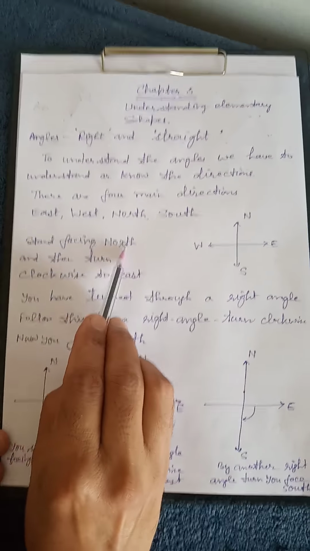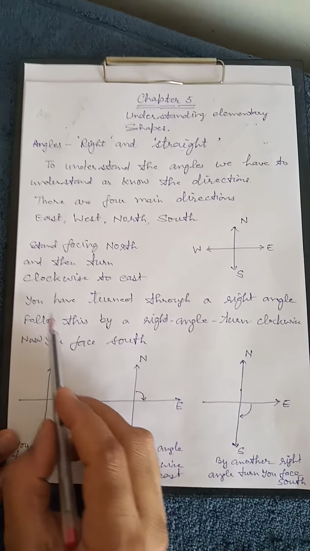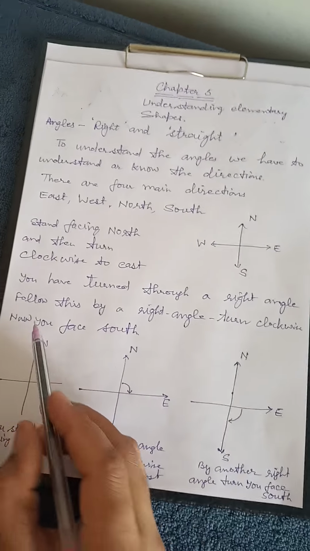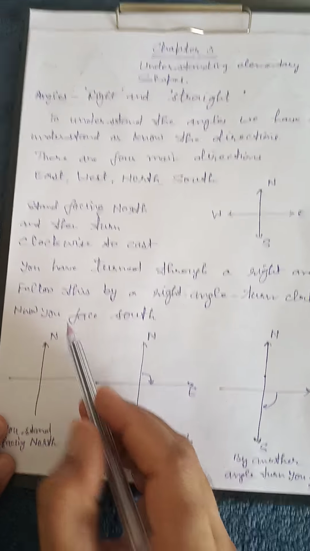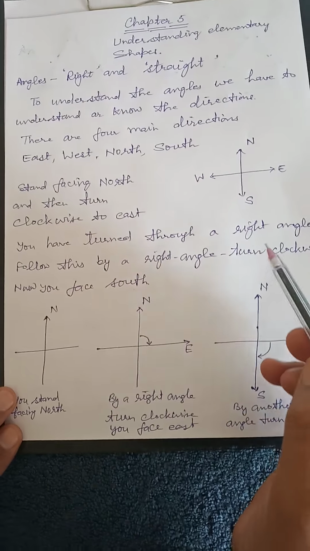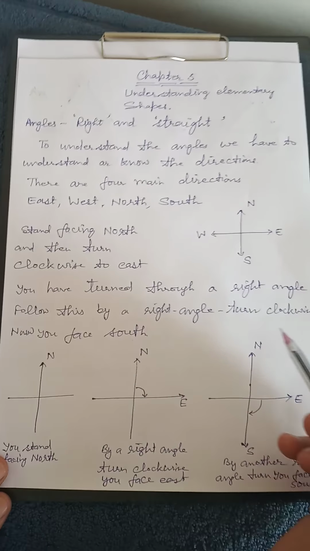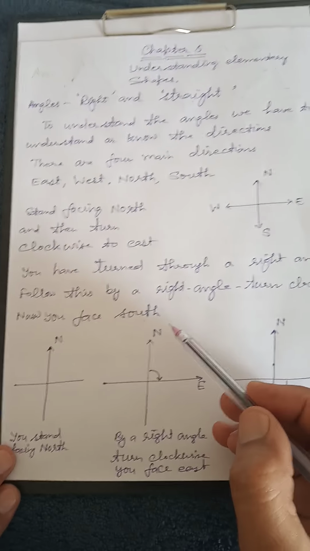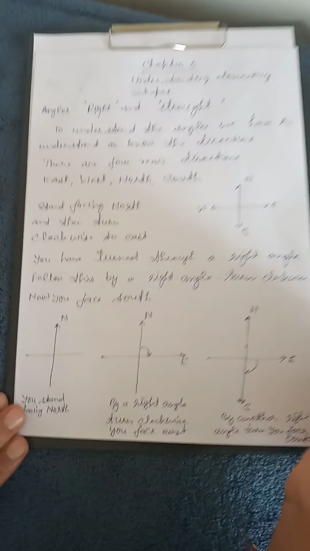Now stand facing north and then turn clockwise to east. You have turned through a right angle. Follow this by a right angle turn clockwise. Now you face south. It means if you turn clockwise through one right angle, your face will be towards east, and if you again turn by right angle, your face will be towards south.